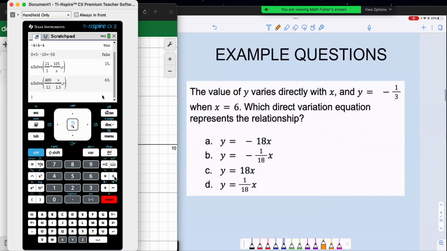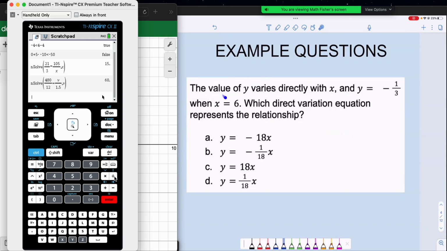Next example. It says the value of y varies directly with x, and y equals negative 1 over 3 when x equals 6. Which direct variation equation represents the relationship? In this situation, I only have two numbers. And I see varies directly. My letter in front is y, my letter in back is x. So I'm going to do y divided by x.